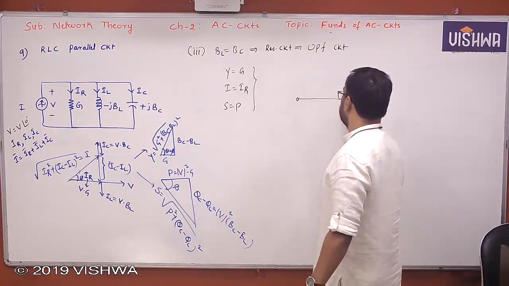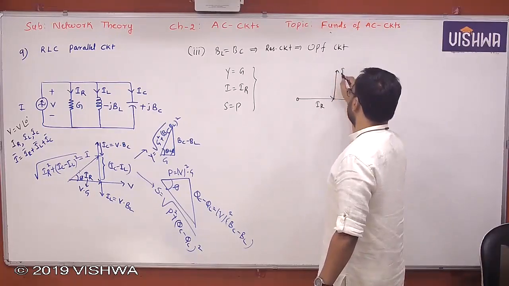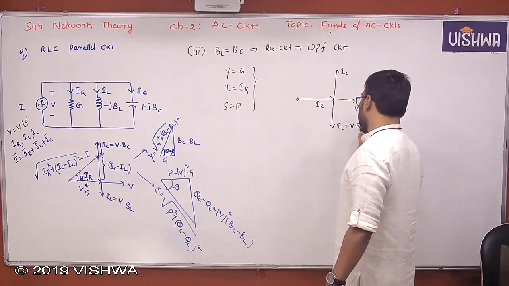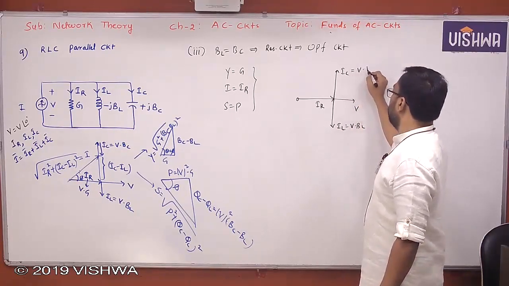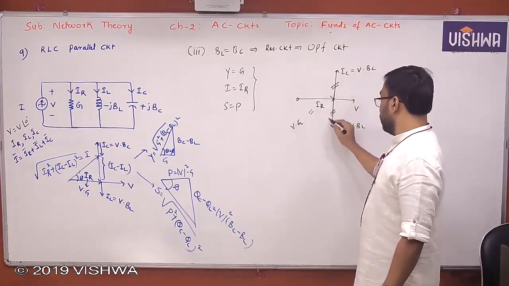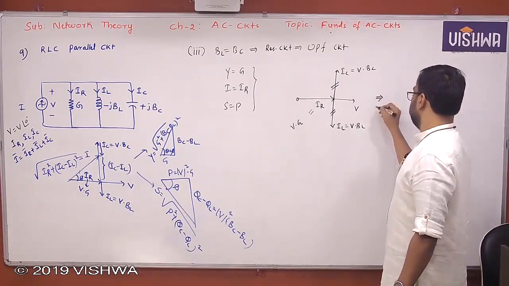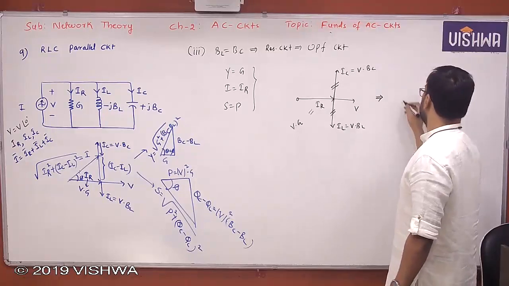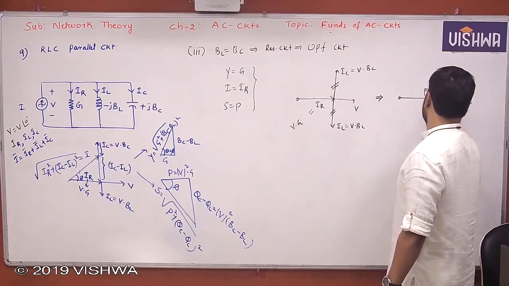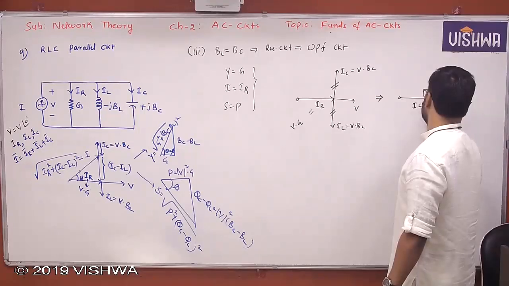Phasor diagram. This is V, this is IR, this is IC, this is IL. V into BL, V into BC, V into G. Since BL is equal to BC, IL is also equal to IC. Then the total current I will become IR in this context.